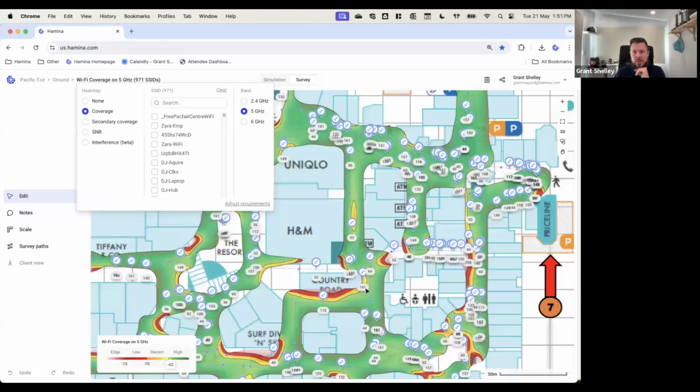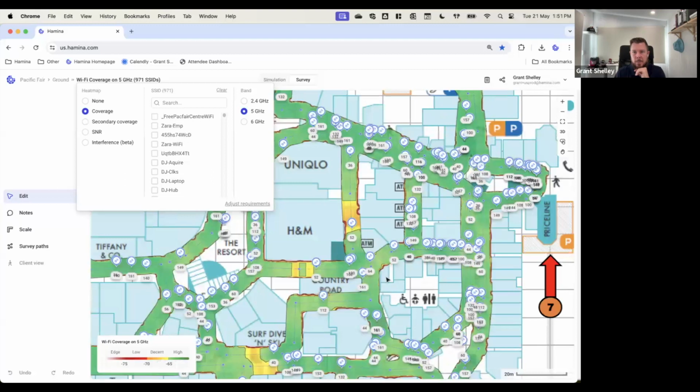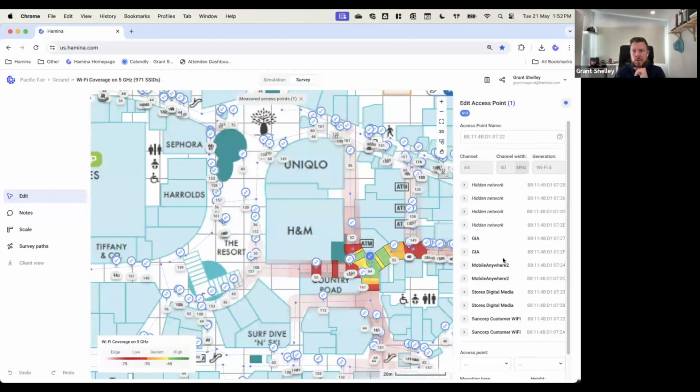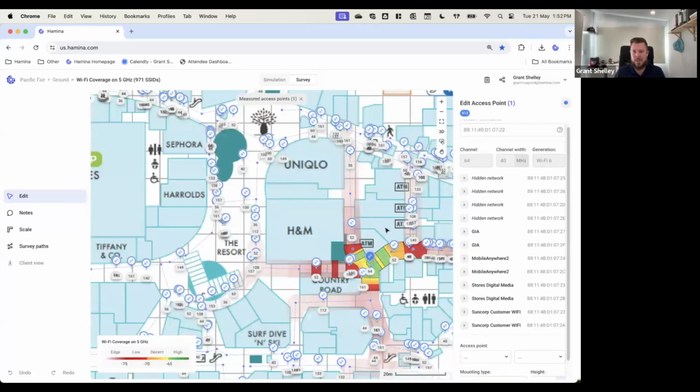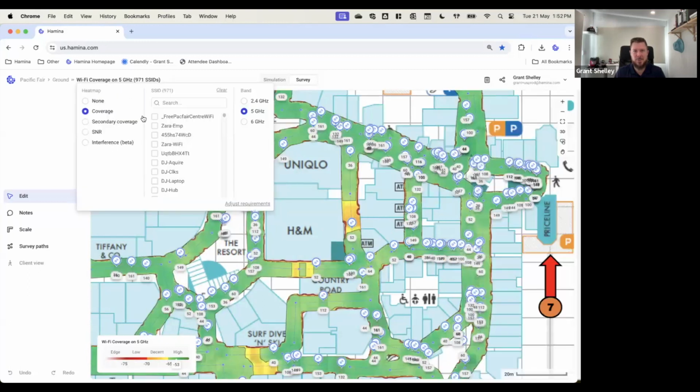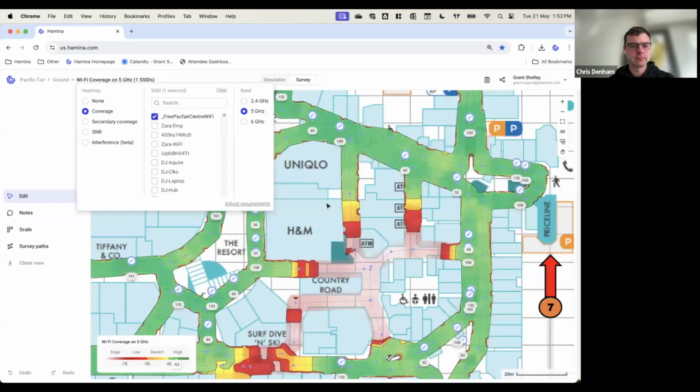There's definitely stuff there, but it's not the free Wi-Fi, unfortunately. So it's something else. And you can sort of see all the different networks that were broadcasting. So that's why the interference was showing so bad.